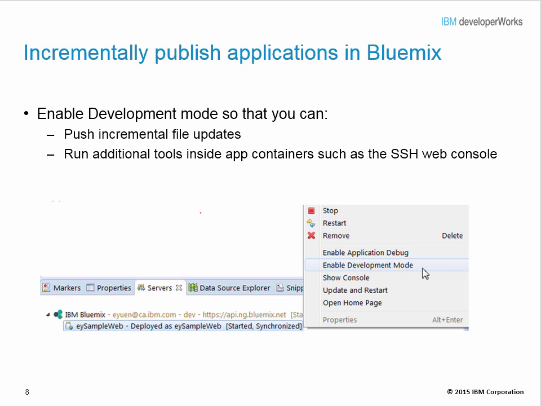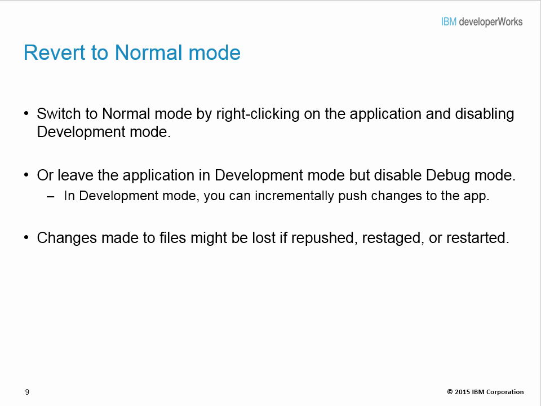After an application has been deployed to Bluemix, you can right-click the application from the server's view and select Enable Development Mode. When the application is running in development mode, you can incrementally push your application to Bluemix by clicking the Publish button. You can switch back to normal mode just by right-clicking on the application and disabling development mode. Or you can leave the application in development mode but disable application debug mode. Development mode enables you to incrementally push changes to the application.